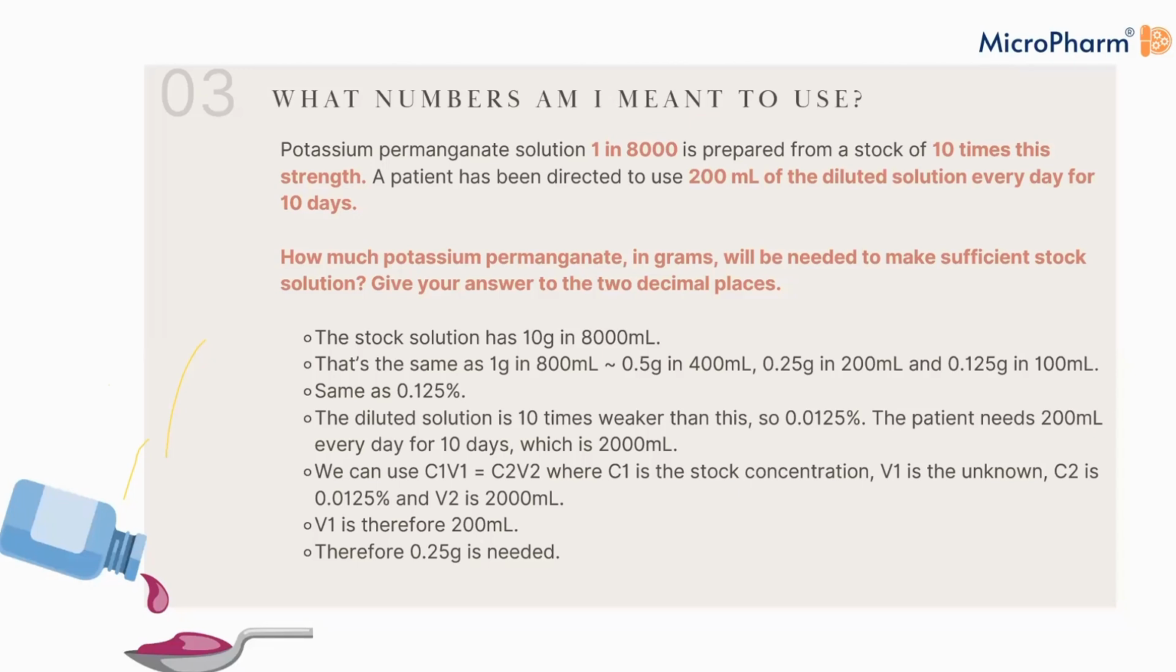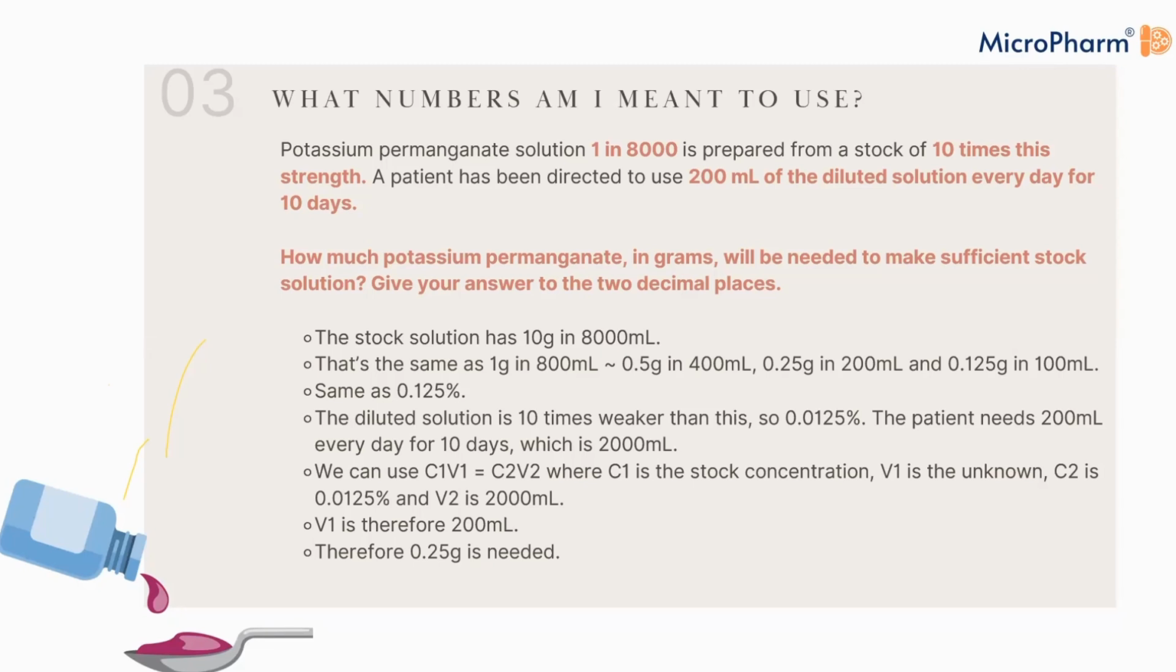Now, the stock solution is 0.125%. Diluted solution is 10 times weaker than that. That's going to be 0.0125%. Now, the patient needs 200 mL for 10 days. That's 2,000 mL. Now, I'm sure a lot of you remember C1V1 = C2V2 from uni. So that's why I went with this angle, because I quite liked using C1V1 and C2V2. Okay. Now, C1 is the stock concentration, V1 is the unknown volume that we need, C2 is our final concentration and V2 is our final volume. If I rearrange this to make V1 the subject, I get 200 mL.